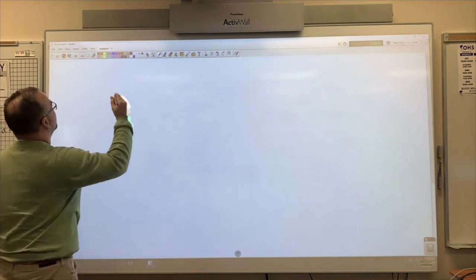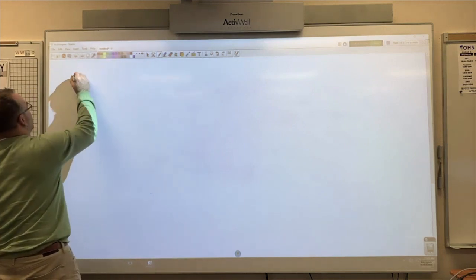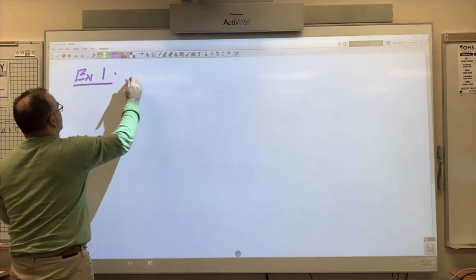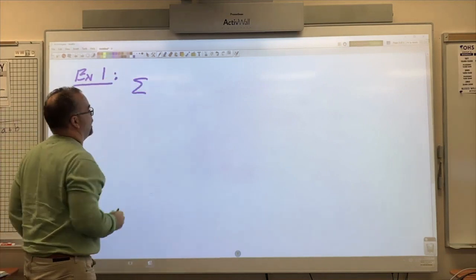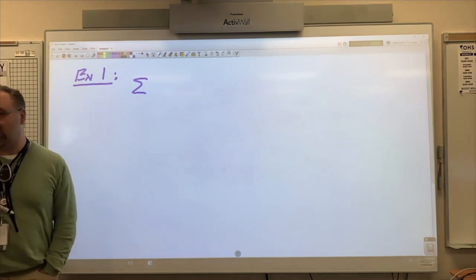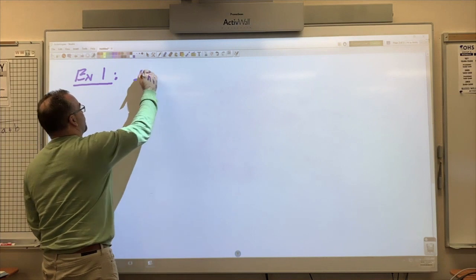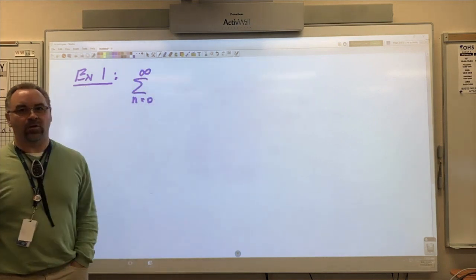So this will be our example number 1 for today. Example 1. I'm going to use the sum from n equals 0 to infinity, and I'm going to have x to the n over n factorial.